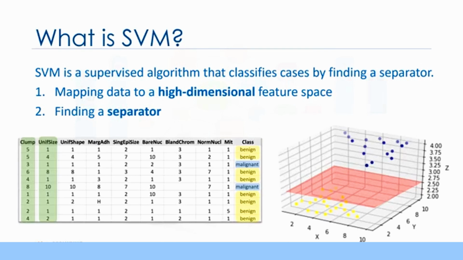Now, there are two challenging questions to consider. First, how do we transfer data in such a way that a separator could be drawn as a hyperplane? And second, how can we find the best or optimized hyperplane separator after transformation? Let's first look at transforming data to see how it works.